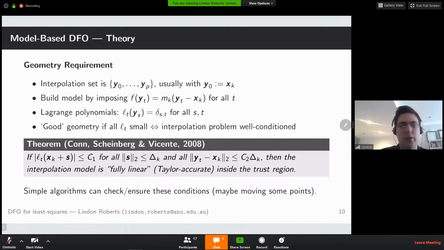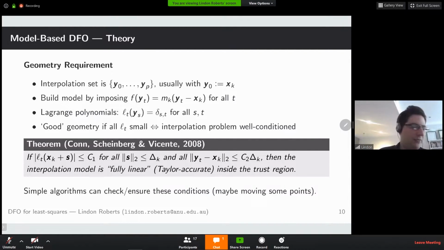So that's why I said before, in the sense that it's as accurate as a Taylor series up to constants throughout the trust region. And that means we're essentially done. If you've got something that's as accurate as a Taylor series in the region that we care about, then we're essentially going to get the same results as we would in a classical derivative-based setting.